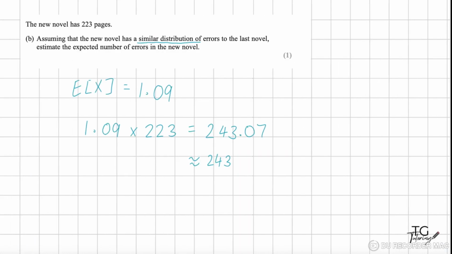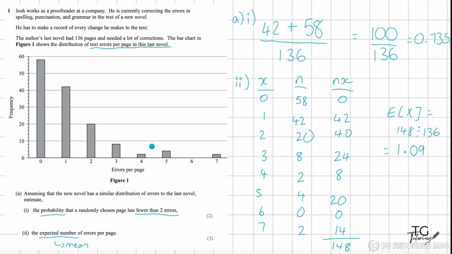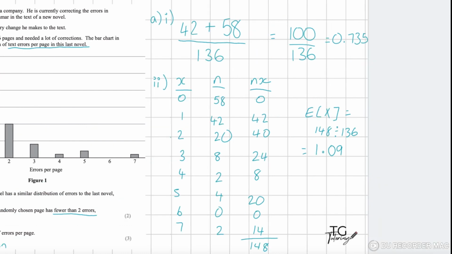Part C, it says, give one reason why the assumption used in A and B may be valid. So the assumption used in A and B, we'll just go back to question A and B. So assuming that the new novel has a similar distribution of errors. So we've assumed that the new novel has a similar distribution to the first novel, which had this distribution here. So why is it reasonable to assume that the new novel has a similar distribution to the old novel?